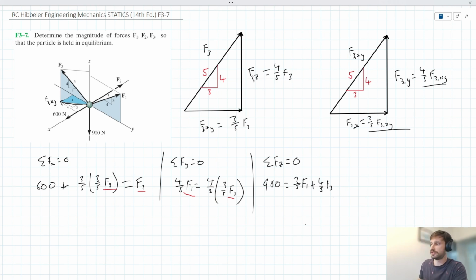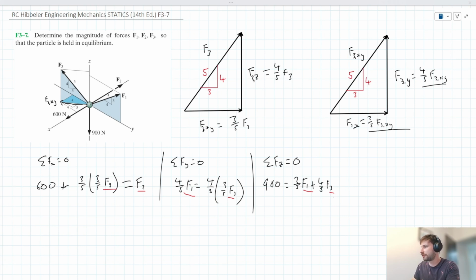Do we have a solvable set of relations now? Yes, we've got 1, 2, 3 unknowns, right? F1, F2, and F3. And we've got 1, 2, 3 independent relations there. So we've got 0 degrees of freedom. We can go ahead and solve this problem. How would I approach this problem? We could look for places to simplify our equations here.